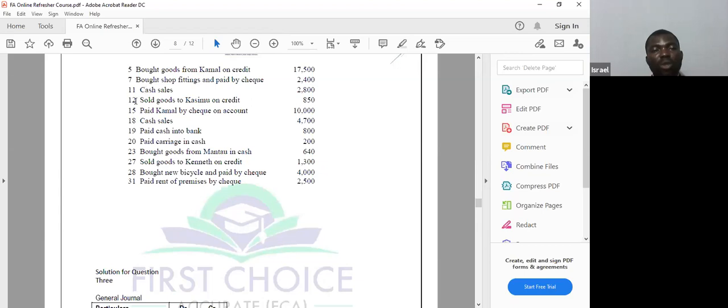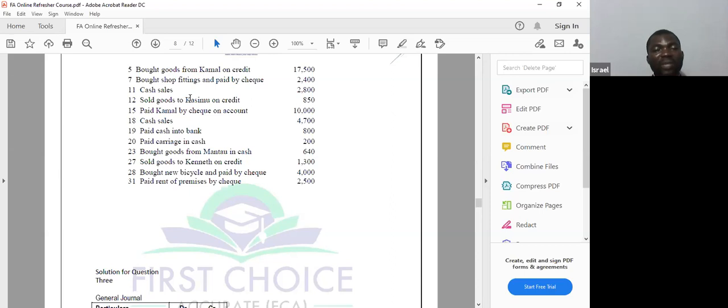So I'll move on to August 12th. Now, what is August 12th? It's talking about sold goods to Kasumu on credit. Now, this is on credit. The first one we did was on cash, but this one is on credit.